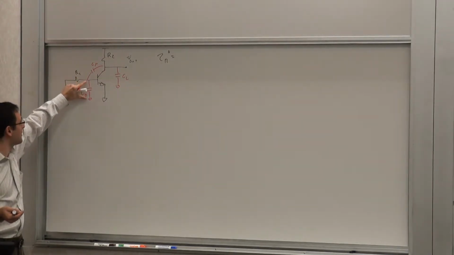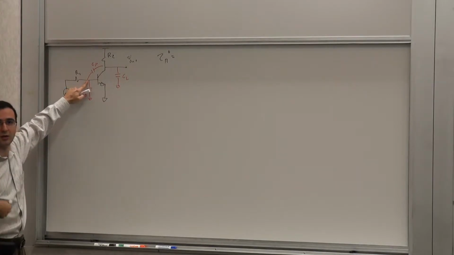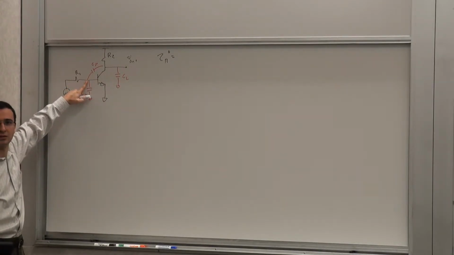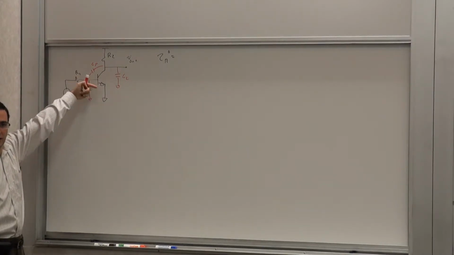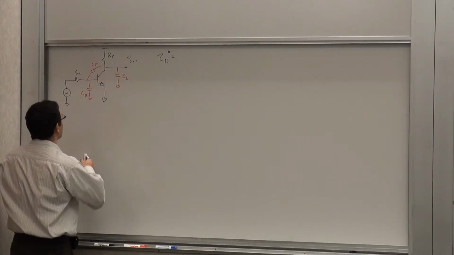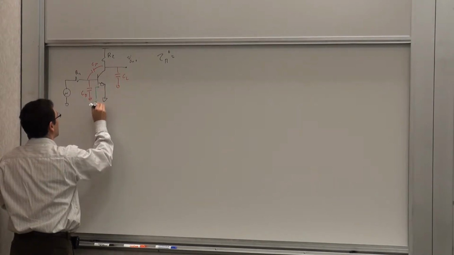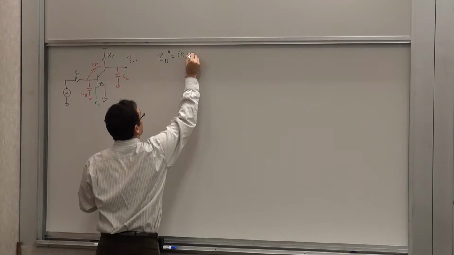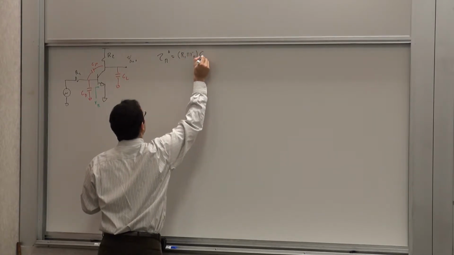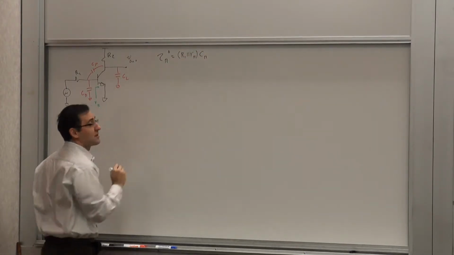What is the resistance between these two nodes? Or in other words, between this node and ground? When all the independent sources are null. Right. What do you see? Look at that. R1 and R pi. Right? Here you see R pi. So you have R1 parallel R pi times C pi. That's tau pi 0.